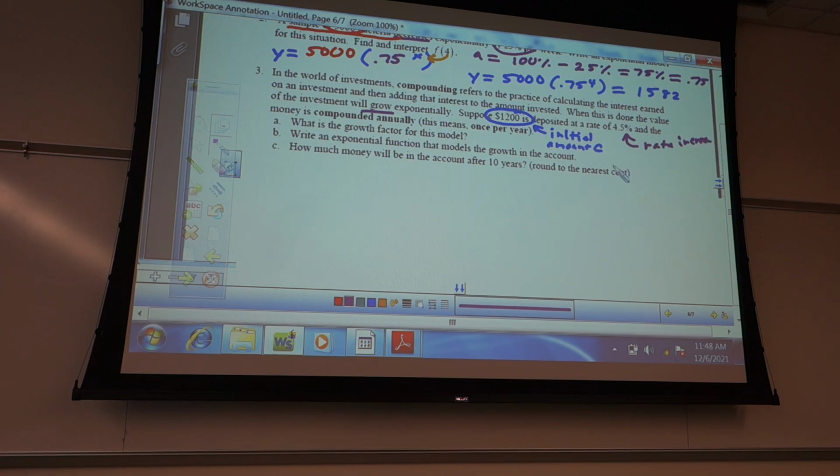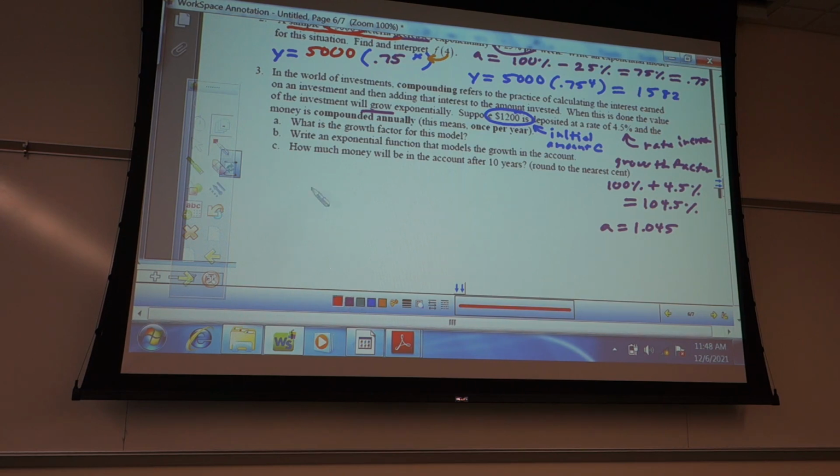So my growth factor will be 100%, that's what I start with, but then I gain 4.5% each year, so that's 104.5%. How to write 104 cents? $1.04, 1.04, and then just add the 5 at the end. So that's my A. Everybody all right with that part? Good, so then I just pop that in.